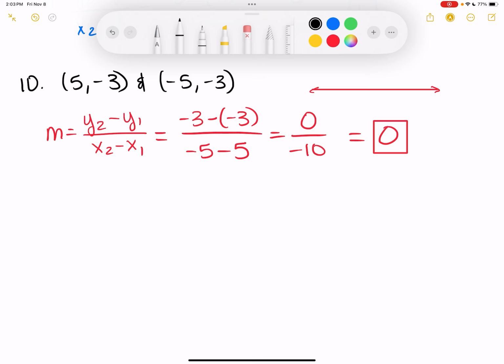All right, number 12. I want you to do this one on your own. Negative 3, 4, and 4, 1.